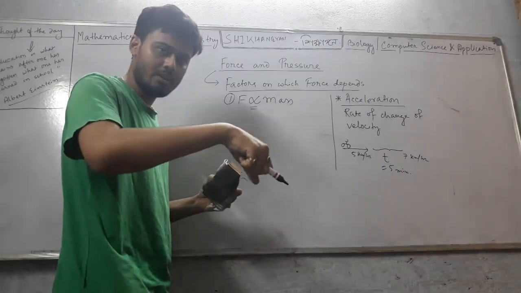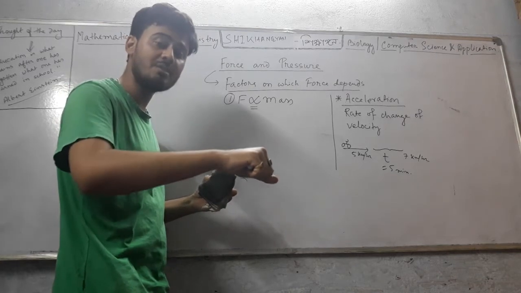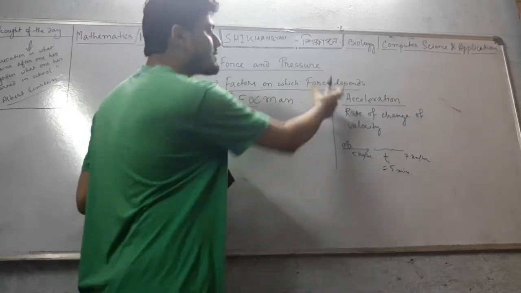In a bike we have the accelerator in our right hand. We just accelerate the speed. That means we are increasing the velocity with respect to time. This is known as acceleration.